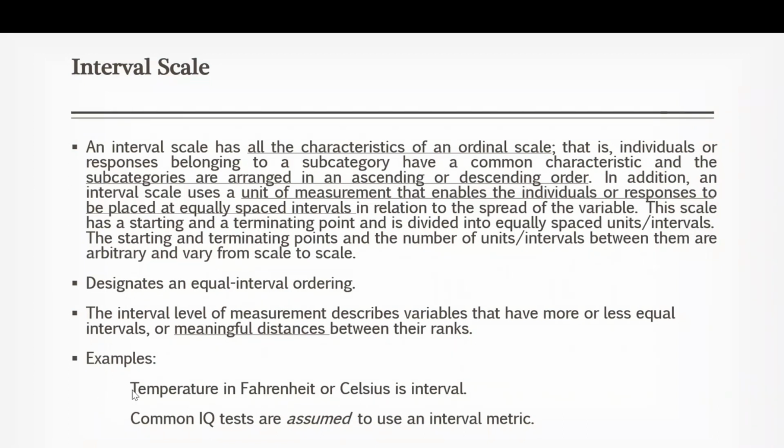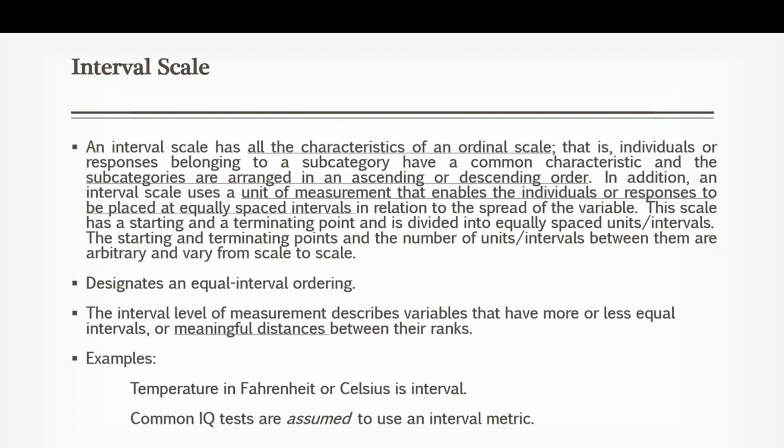What are examples? Temperature in Fahrenheit or Celsius is interval. So I just gave you an example. Whether temperature is in Celsius or Fahrenheit, it doesn't matter. It is interval scale because 0 is arbitrary. Common IQ tests are assumed to be an interval metric. So temperature and IQ are the two classic examples of interval scale. Whatever IQ values we get, those are measured on interval scale.